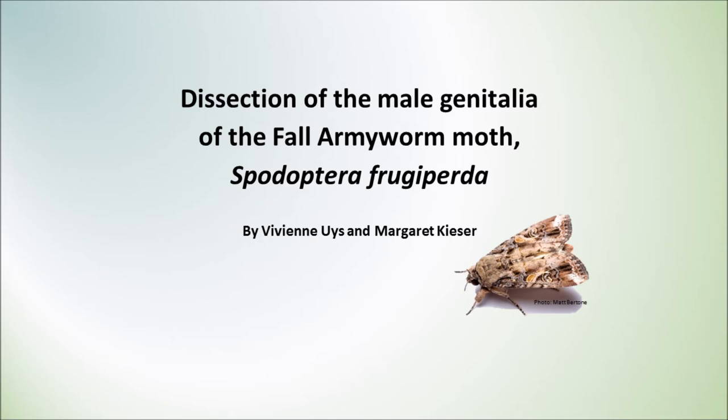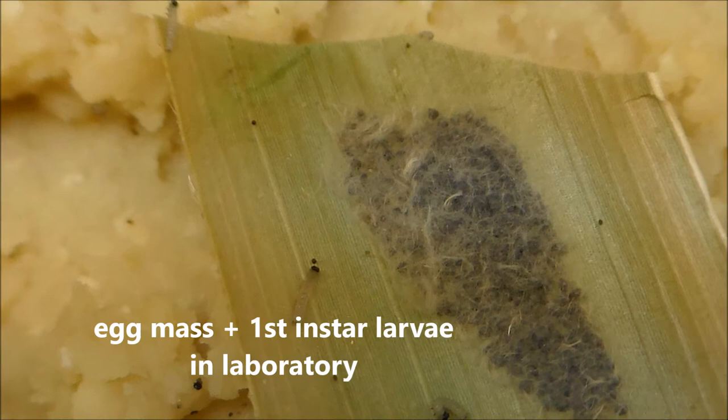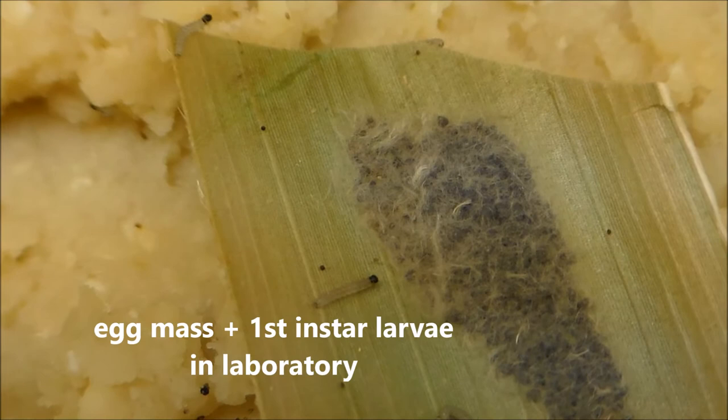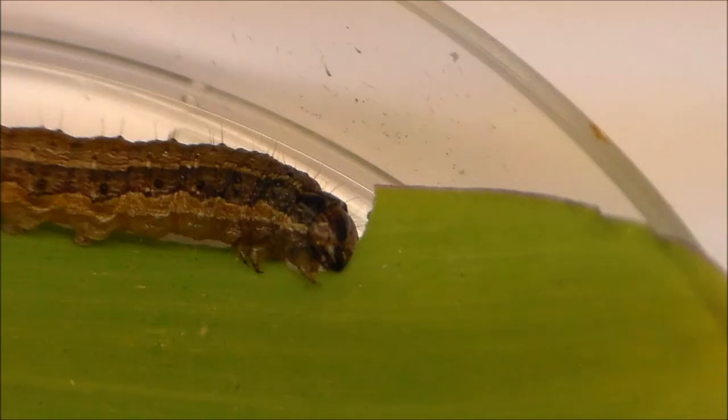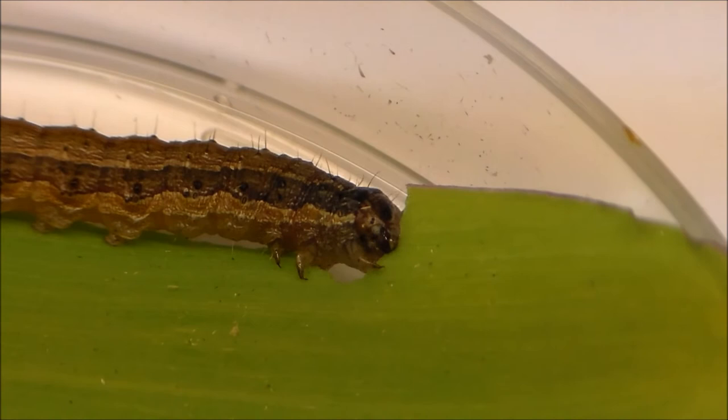The fall armyworm, Spodoptera frugiperda, originates from the tropical regions of the United States and Argentina, and is a serious pest of maize crops in Brazil. It made its first appearance early in 2016 on the African continent as outbreaks in West and Central Africa, but these were initially attributed to the indigenous Spodoptera species.